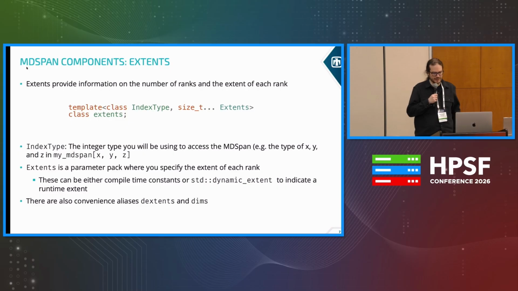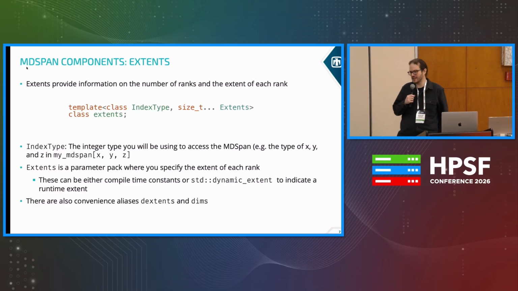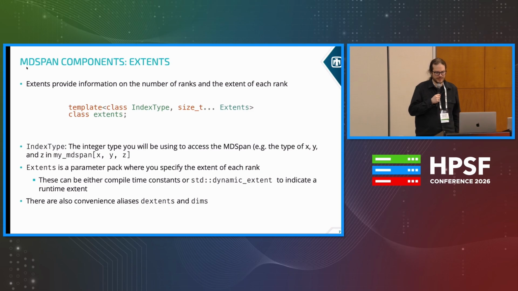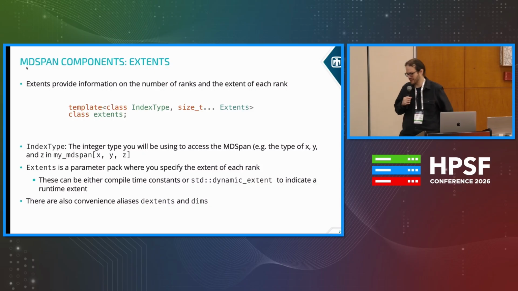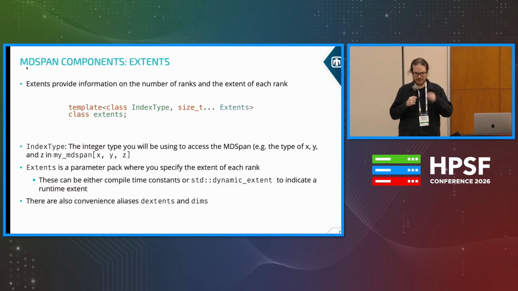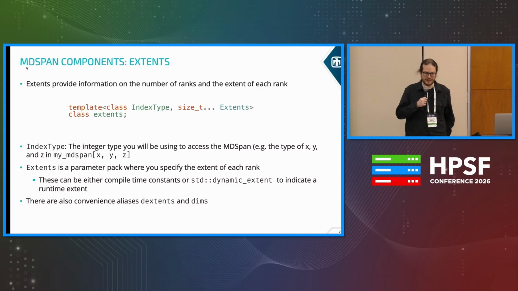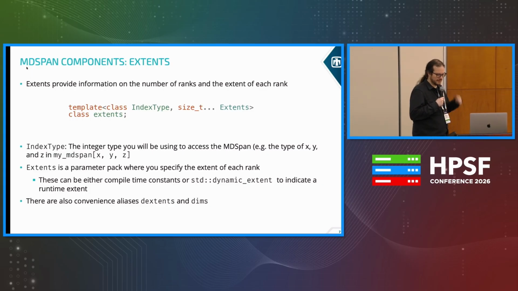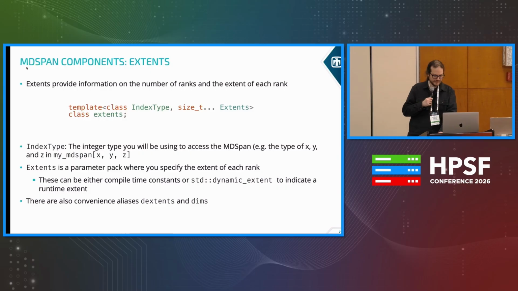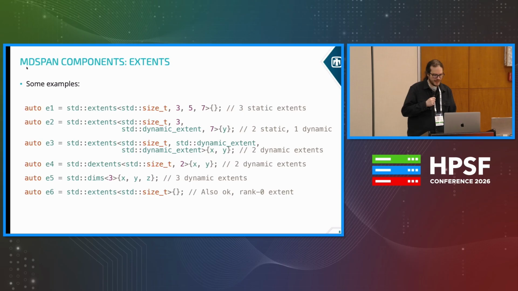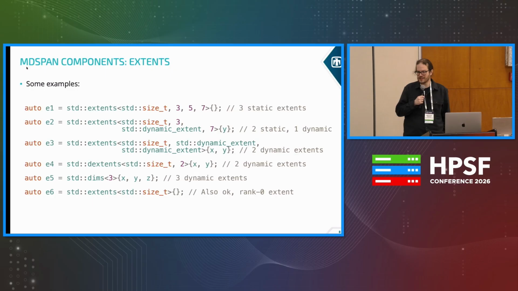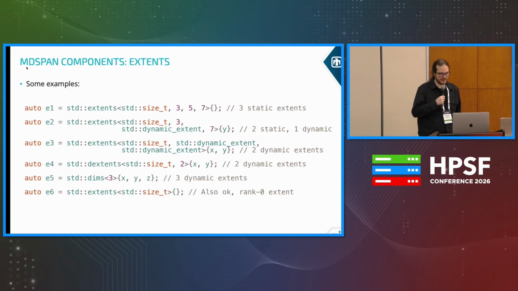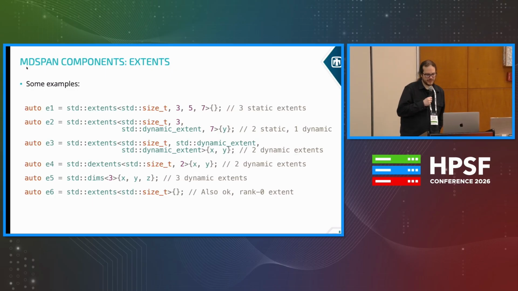The extents, on the other hand, is the parameter pack. The number of elements in this parameter pack is the rank of your extents. And each one of these can either be a value specifying a static size, or it can be a dynamic extent, which means that it is the value that you're going to specify at runtime. We also provide some convenience classes for fully dynamic extents called dextents and dims. So here are some examples. In the first one here, we just specify 3 static extents. These are ones that are determined at compile time. In the second example, we have a mixture of static and dynamic.